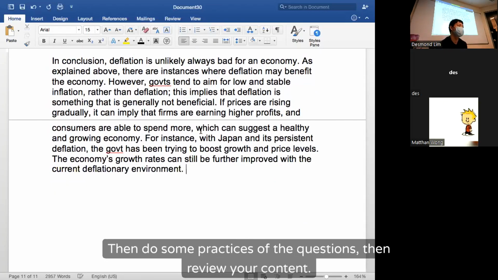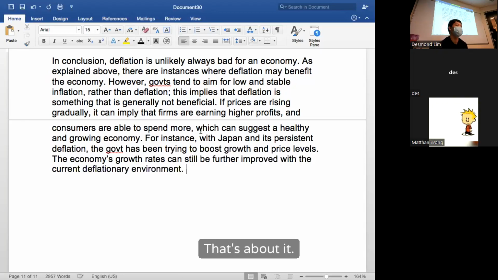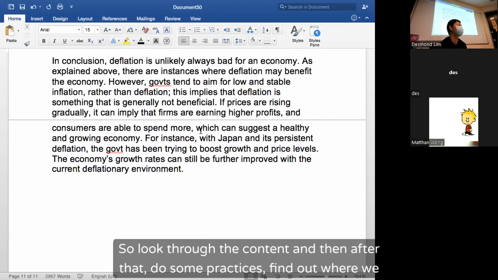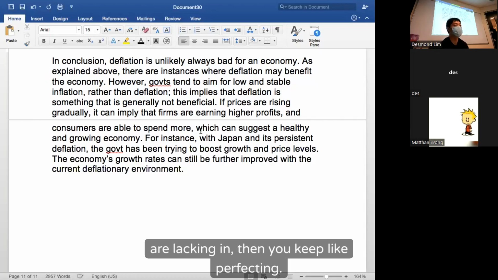Then do some practice of the questions, then review your content. That's about it. So look through the content, and after that do some practice, find out where we are lacking, then keep practicing.